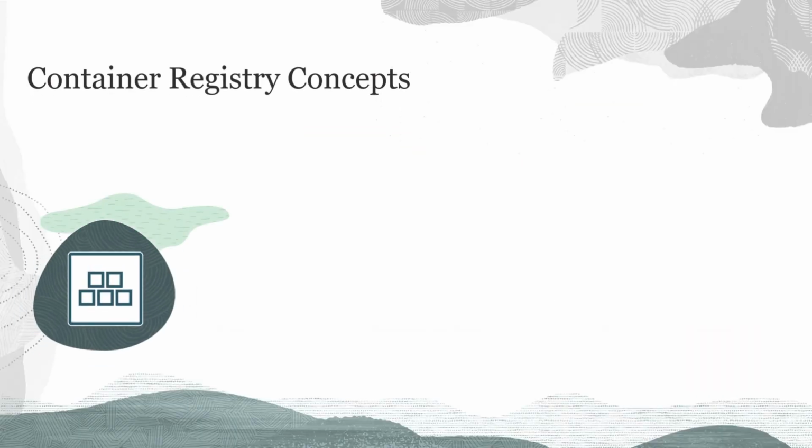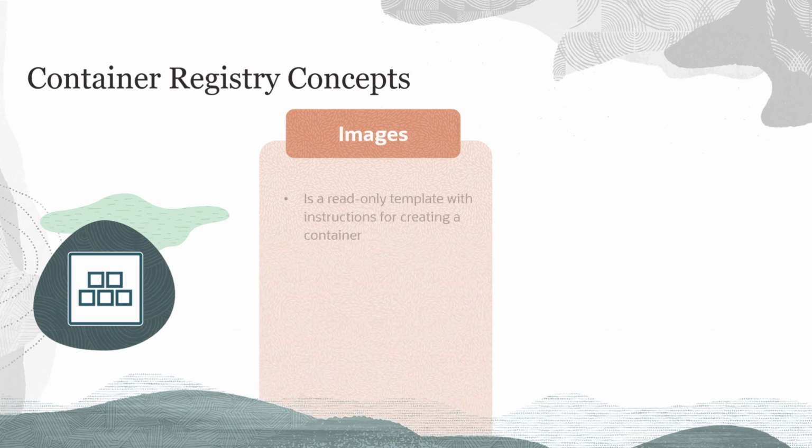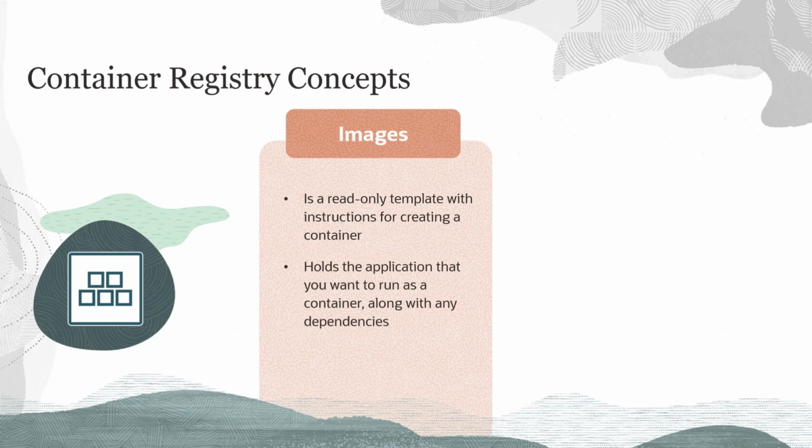Before we move further, let's take a look at container registry concepts. What are images? An image is basically a read-only template with instructions for creating a container. It holds the application that you want to run as a container along with any dependencies that are required. Container registry is an Open Container Initiative compliant registry. As a result, you can store any artifacts that conform to Open Container Initiative specifications, such as Docker images, manifest lists, sometimes also known as multi-architecture images, and Helm charts.